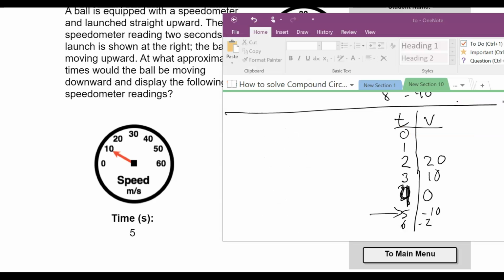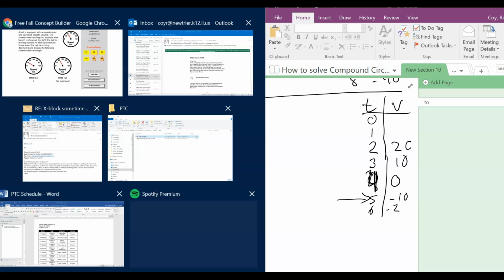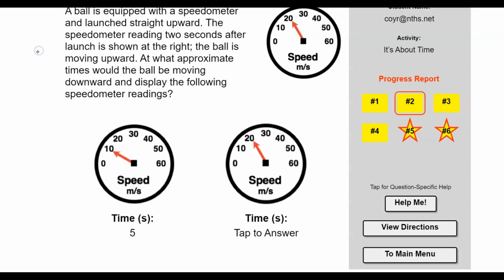All right, now let's take a look at the other one here. Let's see if we can drag this over to the side a little bit. There, that helps. We're looking at 20 meters per second, and again, downward. Well, it's going to be a second after this one, because remember, it gains 10 meters per second heading downward. So it's going to be 6.